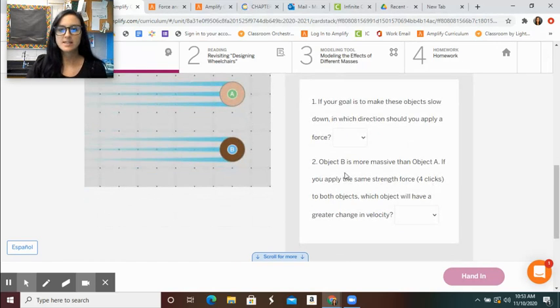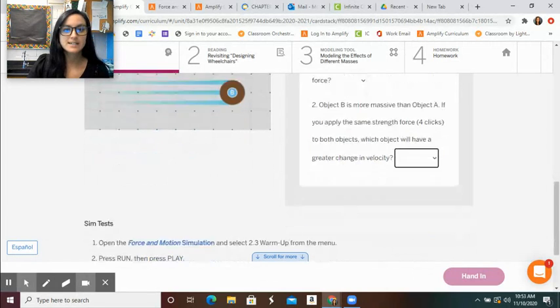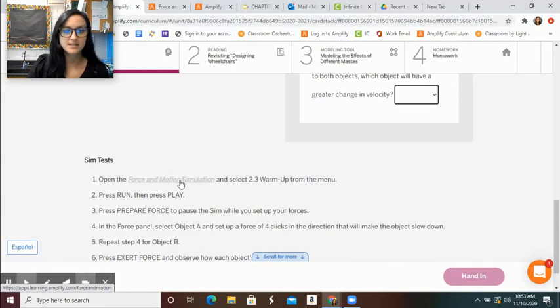And then the second thing is object B is more massive than object A. So object B has more mass and weighs more than object A. If we apply the same force to them, so 4 clicks to both objects, which one is going to have a greater change in velocity? You're going to pick object A or object B. Like I said, now that we've made these predictions, we're going to test it out using the simulation. Here we have the instructions.